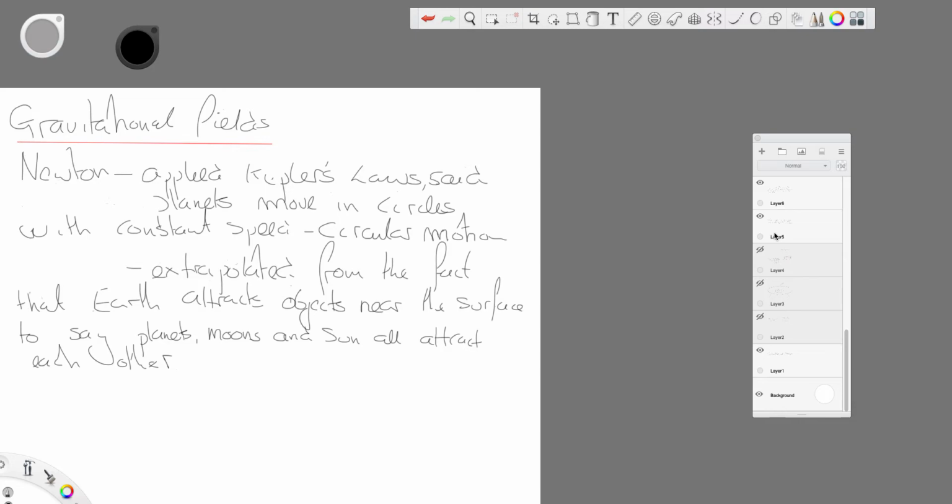He then extrapolated from the fact that the Earth attracts objects near the surface, that is to say, if you drop something, it falls, to say that planets, moons, and the Sun all attract each other. That's quite a step if you think about it. In the classic picture, you have Newton sitting under an apple tree, the apple falls, and he goes, whoa, gravity. Well, that's one thing, but to say that therefore, because the apple is attracted to the ground, the Earth is attracted to the Sun, that's quite a step, but that's what he did.